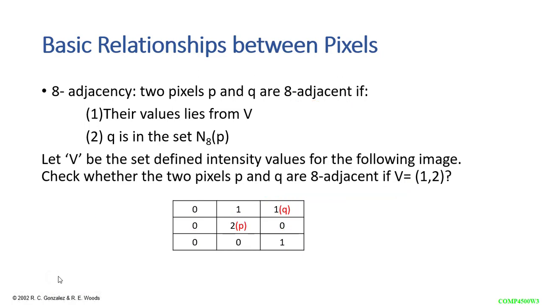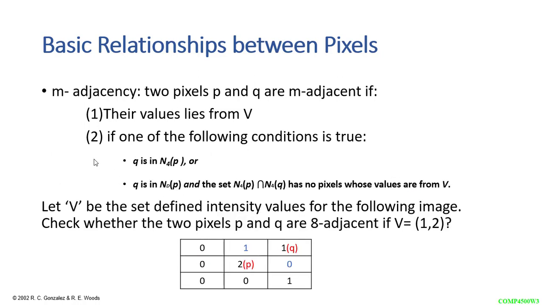Now let's assume for instance that our point Q is this point over here. Is Q within the 8 neighbors of P? Yes, it is within the 8 neighbors of P, but the value of Q is not a subset of V. So in this case, Q is not an adjacent of P.